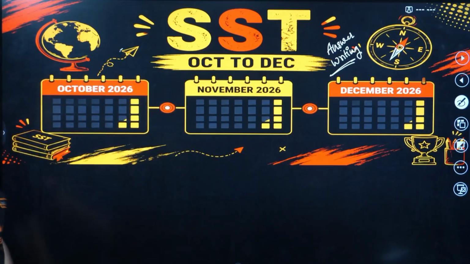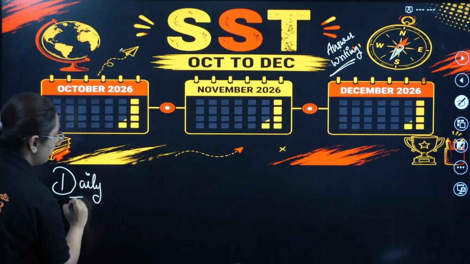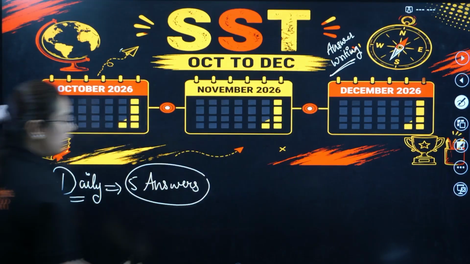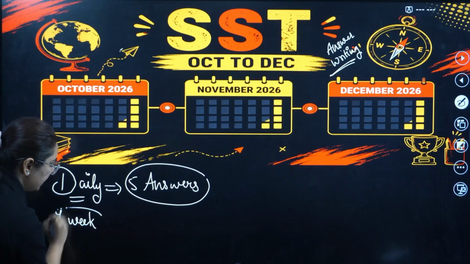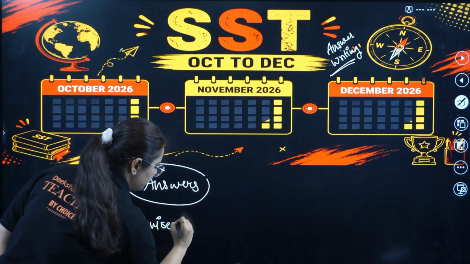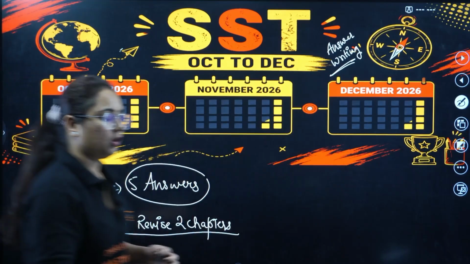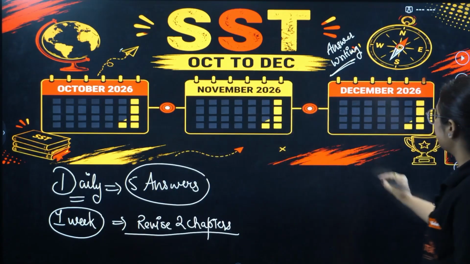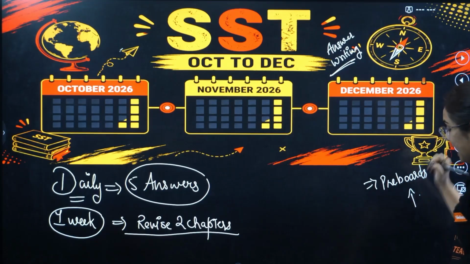That will be what? Answer writing practice. And this is what you have to focus on in the months of October and November. Daily in October and November, you have to write 5 answers of SST. Right? And within 1 week, pay attention when I say that, you have to revise 2 chapters of SST. Now, you have to manage which 2 chapters according to the tests going on in your schools. Right? If you follow this in October, November and December, then whenever the pre-boards are going on, you will rock in exams. I'm pretty sure about that.